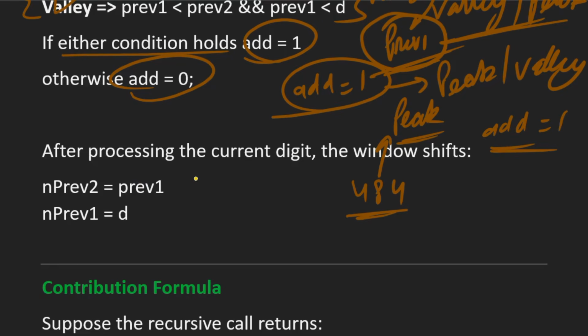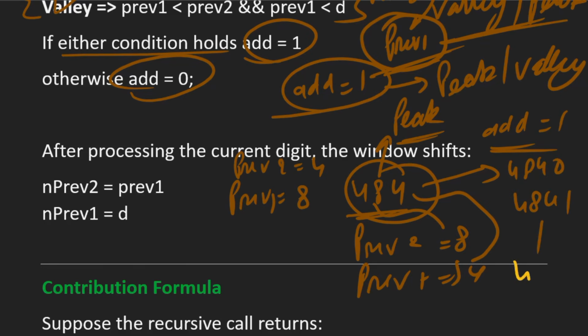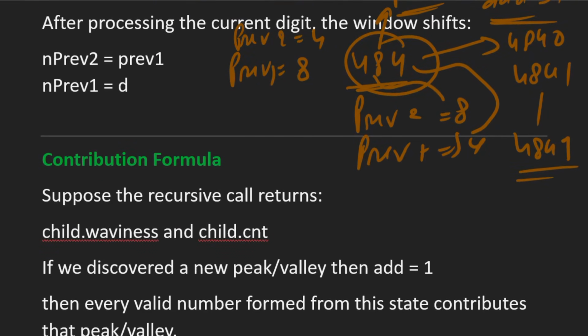And now earlier, before this state, our previous one was 8 and previous 2 was 4. Now we need to update these values. Now previous 2 will become 8, and previous one will become this 4. This is 8 and this is 4, right? And then from this state, how many childs we can make? We can make 4840, we can make 4841, and all up to 4849, right?